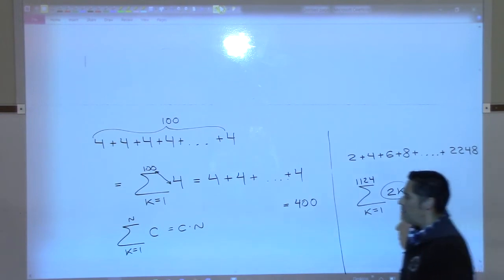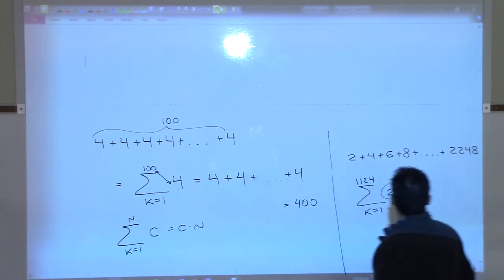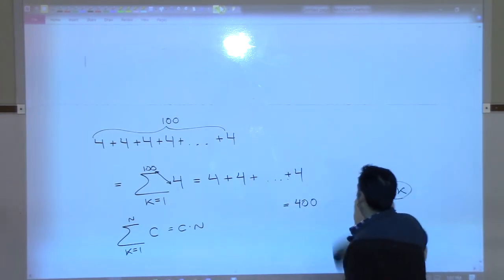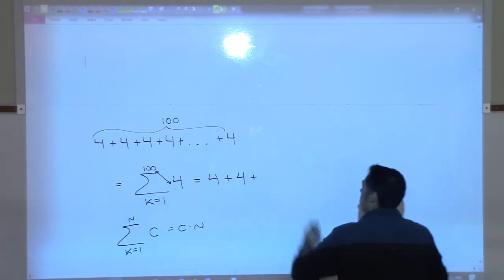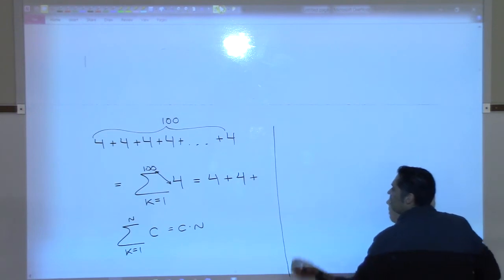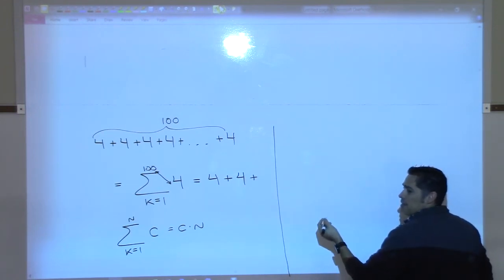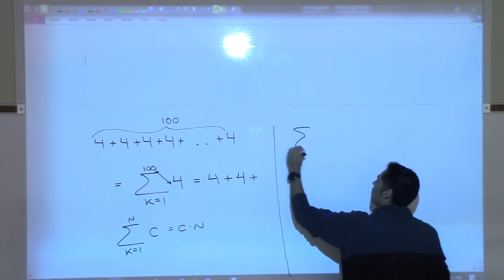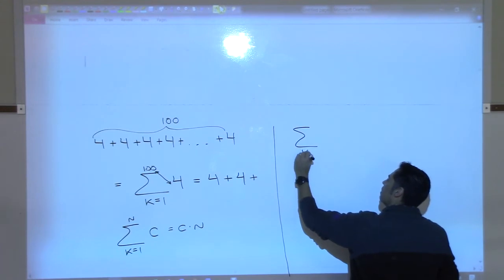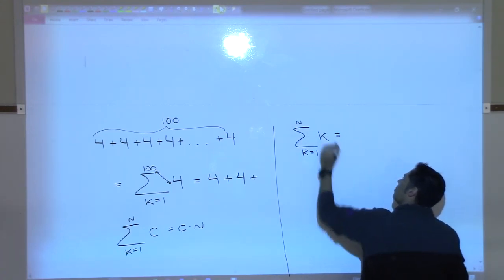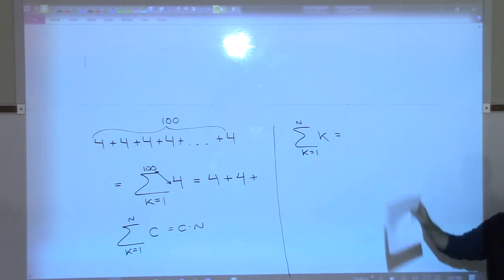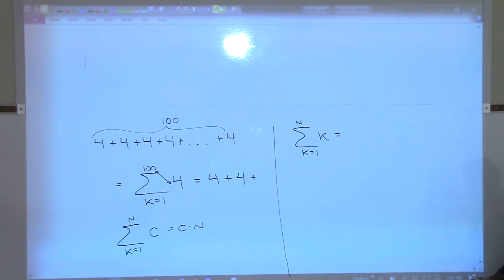The second common sum, the second one that we should be aware of before we proceed, is what I refer to as the birthday formula, or the spanking formula. I'll explain. Okay, so that's the second important one everyone should be aware of.